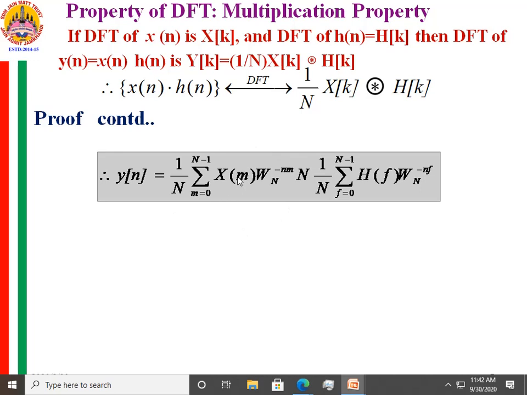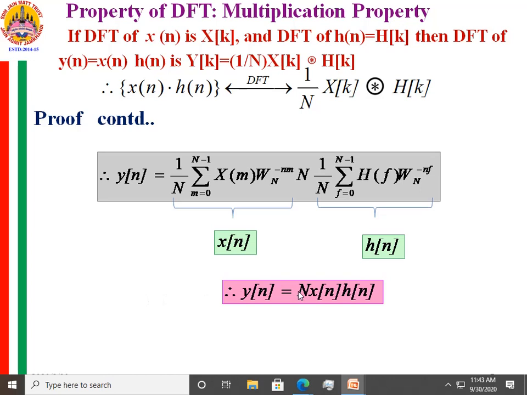So this m is a frequency component, here the f is a frequency component, and for the IDFT of these equations, you can consider this as x(n) and this as h(n). And one more term you have left out, capital N. Therefore, y(n) is equal to capital N into x(n) into h(n).